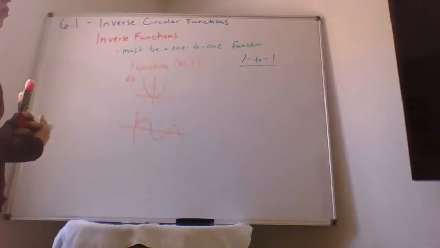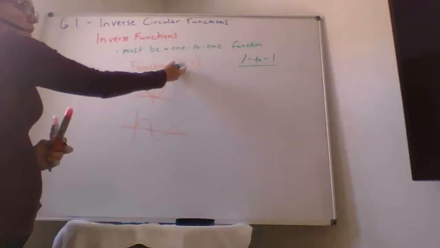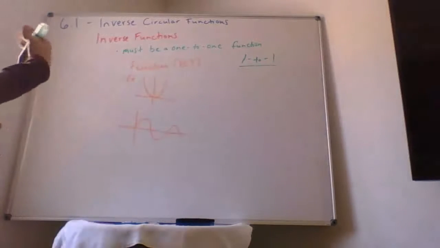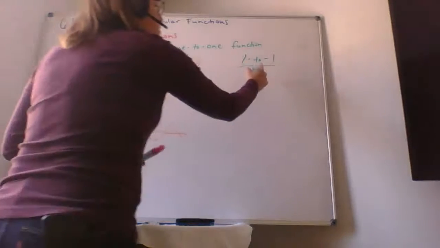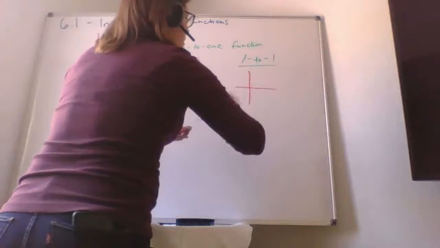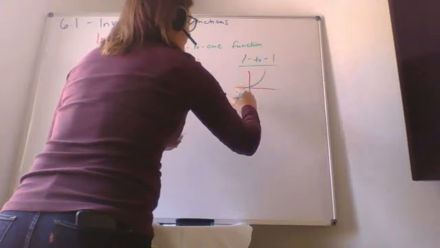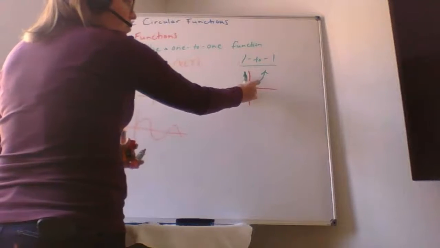In order to be one-to-one, it has to not only be a function, so it will pass the vertical line test, but it will also have the additional requirement that each y value will have exactly one x value. So an example might be y equals x cubed, because every x value has exactly one y value.